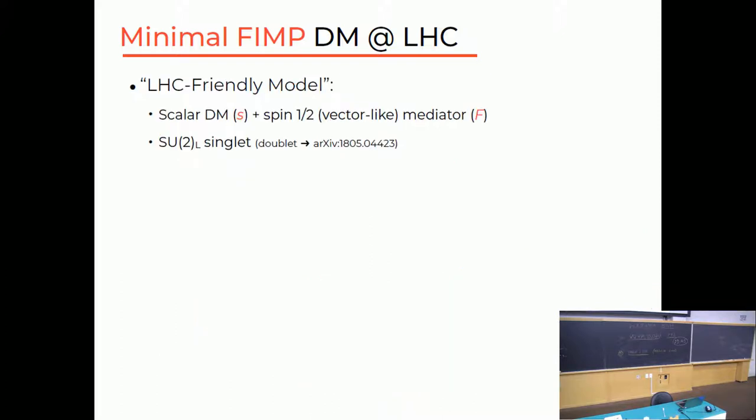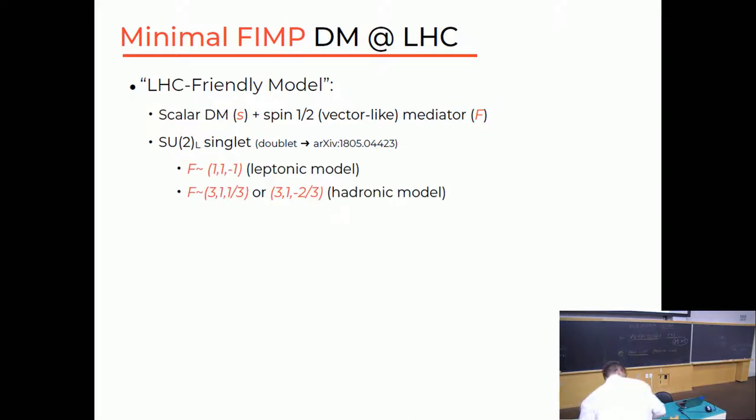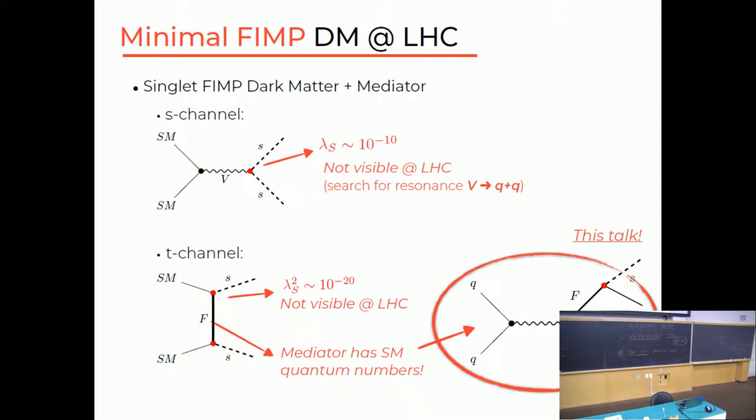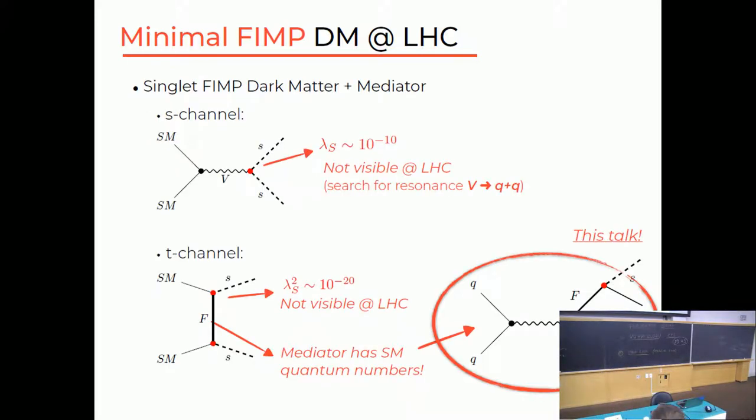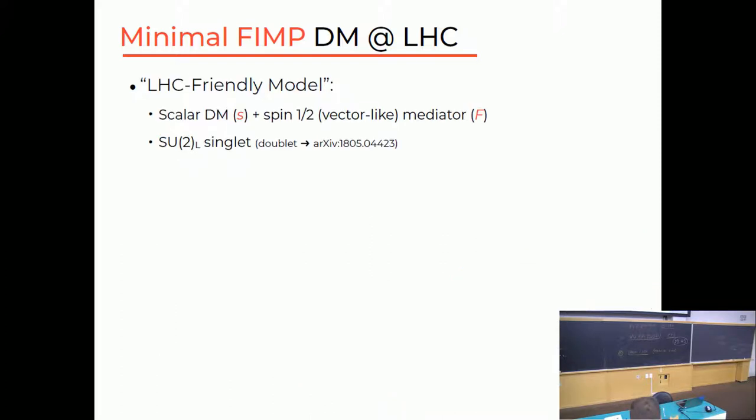So just to be specific, we'll consider... I will show the Lagrangian in a second, but the point is there is sort of a Z2 type symmetry here. This is the only decay channel for F. So the branching ratio is 1, okay? In the minimal case, the branching ratio is 1. So I'll call this type of scenario an LHC-friendly model.